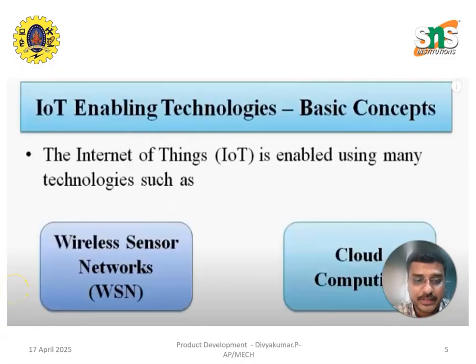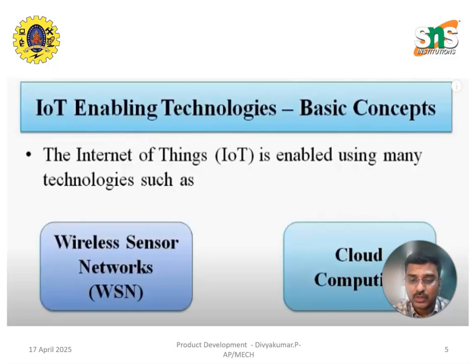The IoT enabling technology's basic concept is like the wireless sensor network, which we call WSN, and cloud computing. Wireless sensor network is nothing but Wi-Fi connections, which connect to the internet from one device, so we can share information, documents, or data to another place with the help of many platforms like Drive, Cloud, storage, media, etc.